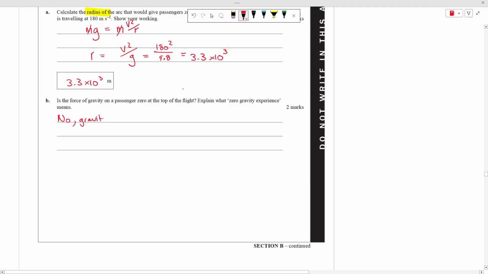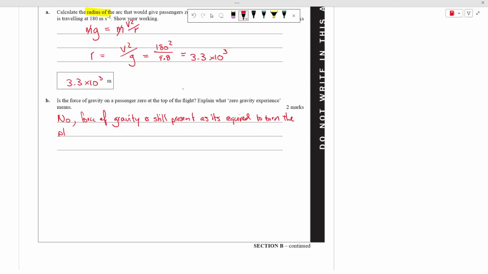Gravity is still, I'll say, the force of gravity is still present, as it is required to turn the plane in a circular path. Okay, so that's the first part of the question.